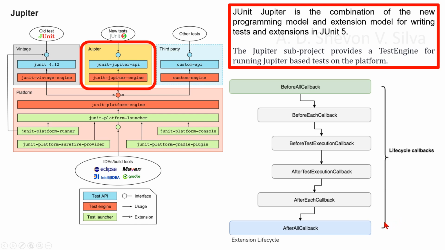Interface BeforeAllCallback. BeforeAllCallback defines the API for extensions that wish to provide additional behavior to test containers once before all tests in the container have been executed.